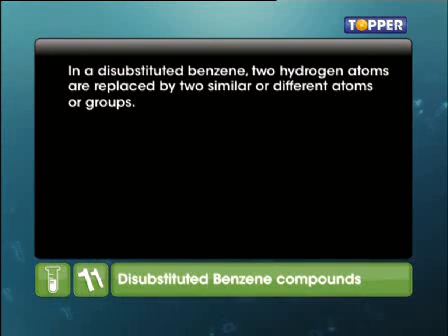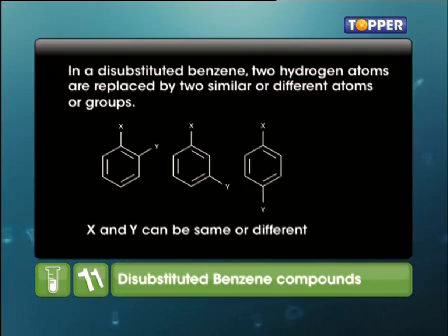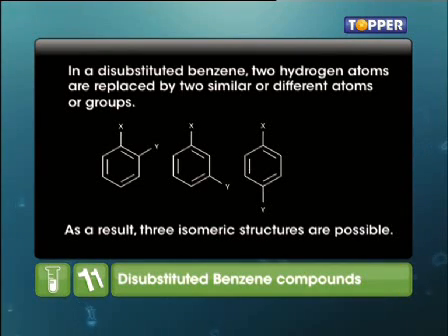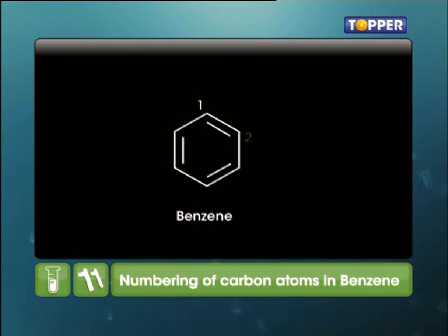Now, let us study the nomenclature of di-substituted benzene. In a di-substituted benzene, two hydrogen atoms are replaced by two similar or different atoms or groups. As a result, three isomeric structures are possible. In benzene, the carbon atoms are numbered from 1 to 6 as shown.